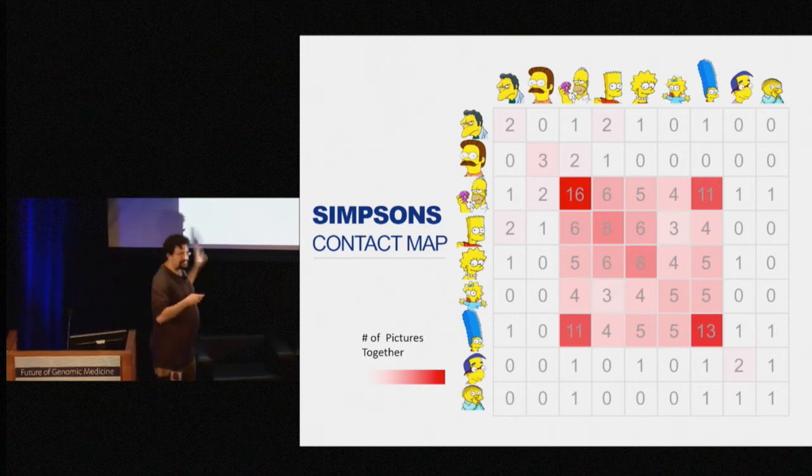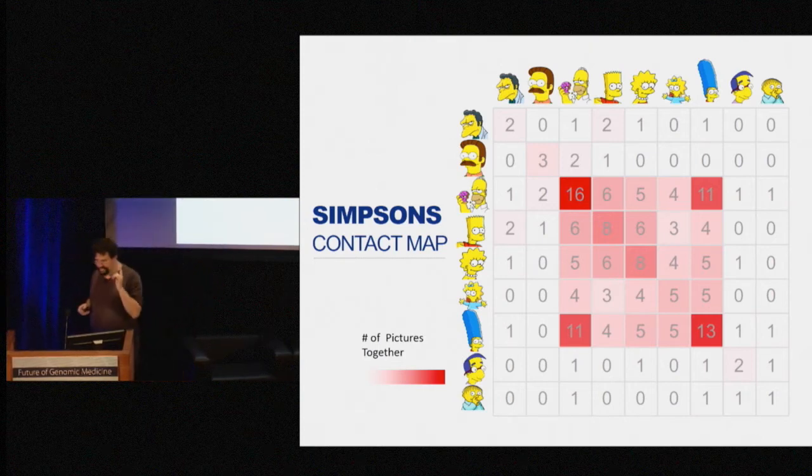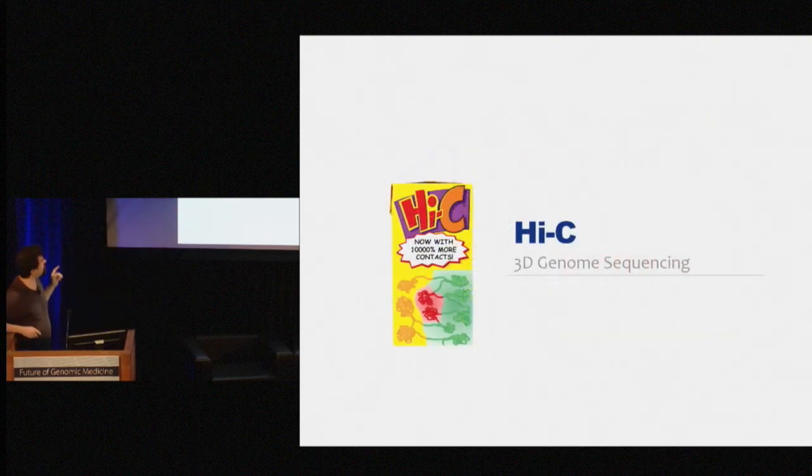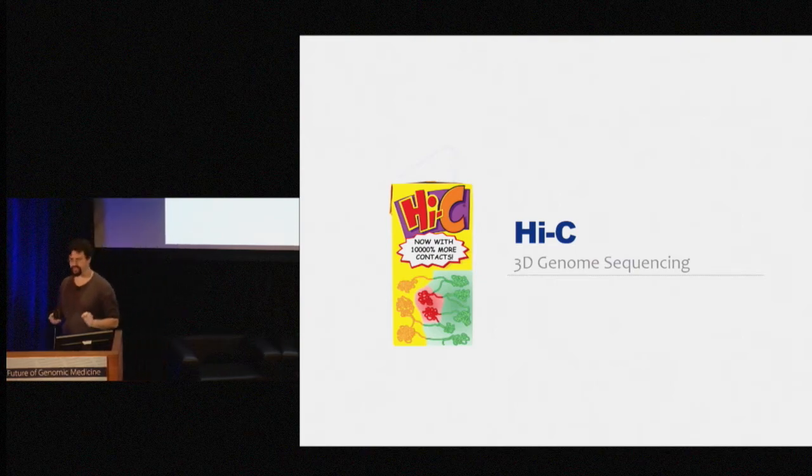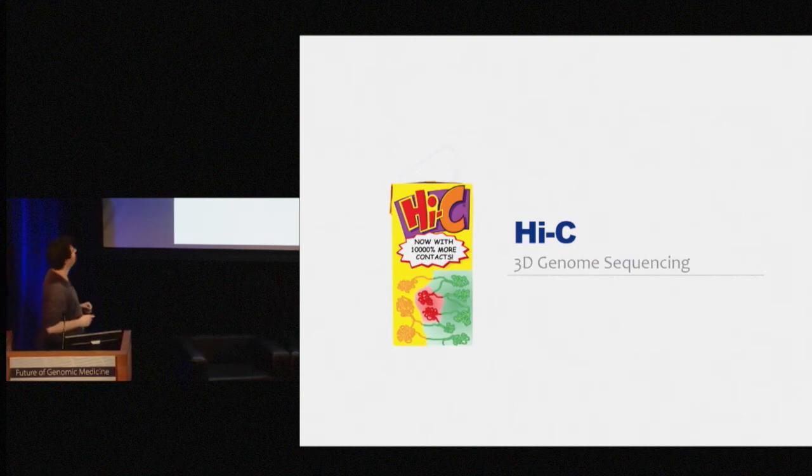Now, this is pretty much a total waste of your time, except for the fact that we can actually create exact maps that are exactly like this for the human genome using a method called Hi-C that I came up with in graduate school and developed together with collaborators at the Broad Institute and at UMass Medical School, and then together with my lab over the years.